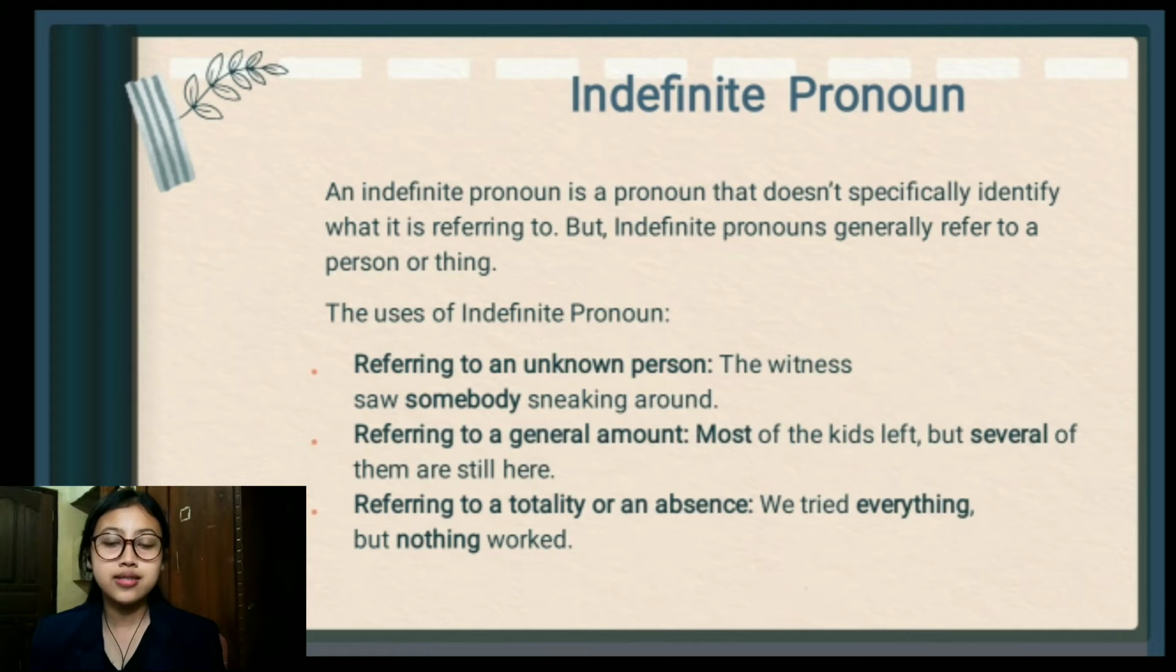Right? For the second one, referring to a general amount. For example, most of the kids left, but several of them are still here. So, the word several in the sentence is marked as a general amount. Right? For the third one, referring to a totality or absence. For example, we tried everything but nothing worked. So, the word everything in the sentence is marked as totality, and the word nothing here is an absence.